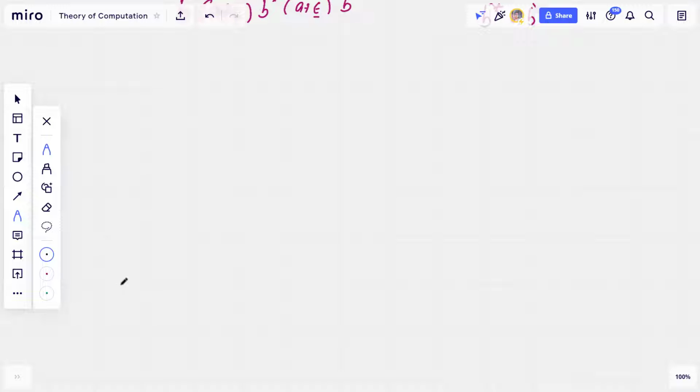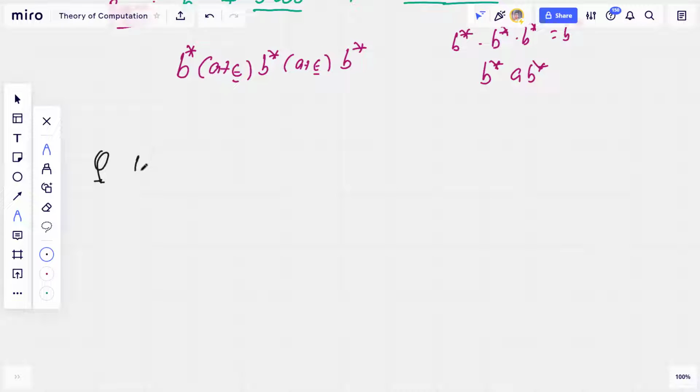Cool. Let's see another example. This is going to be easy. Number of A's are even.